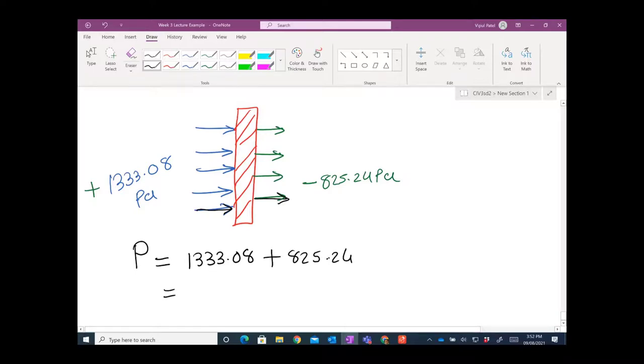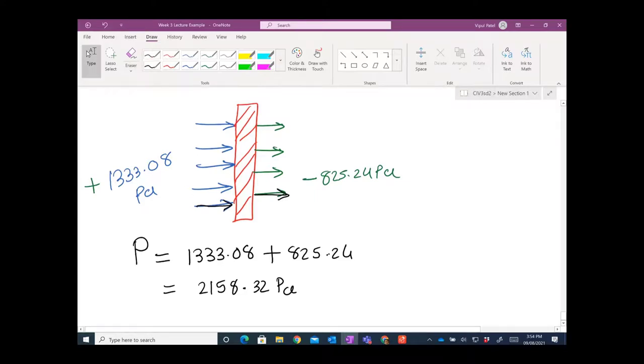So if I just sum them up, 133.08 plus 825.24, you have 2158.32 pascal pressure coming onto that glass window from inside and outside, okay? Combined pressure. Are there any questions? All good? All right, any overall questions?